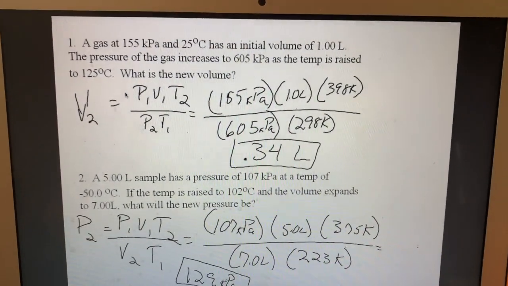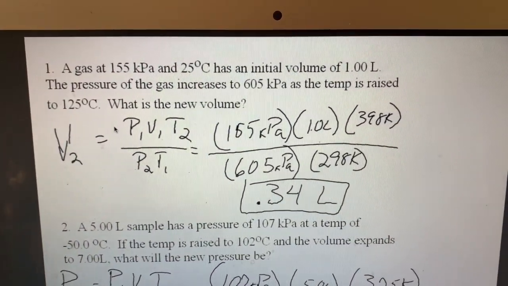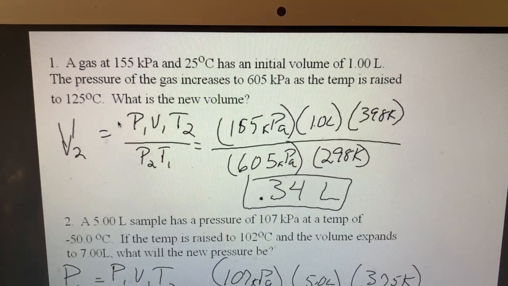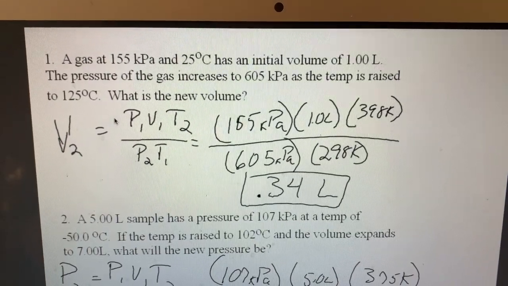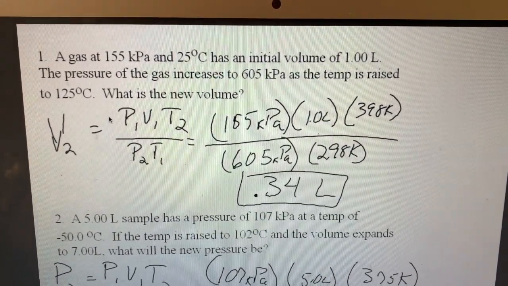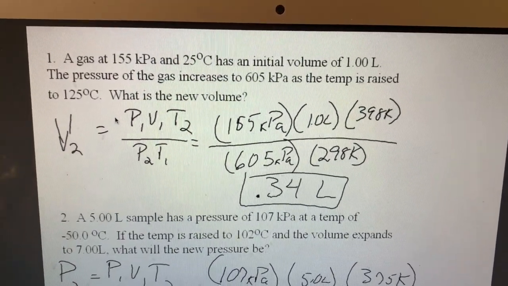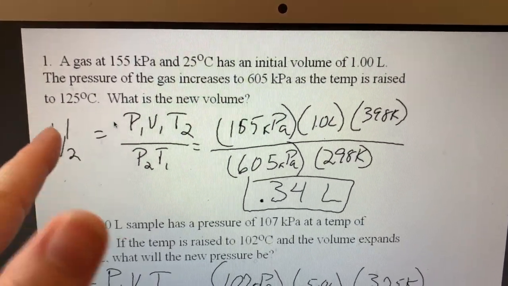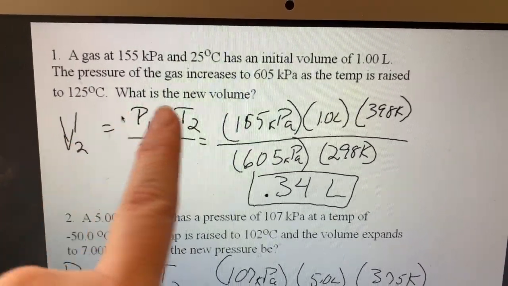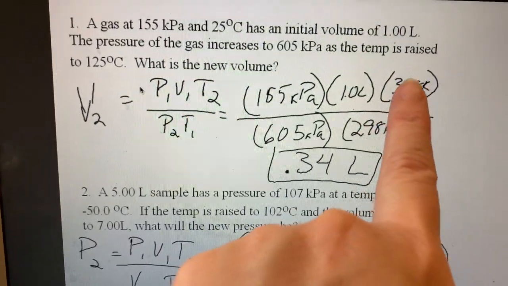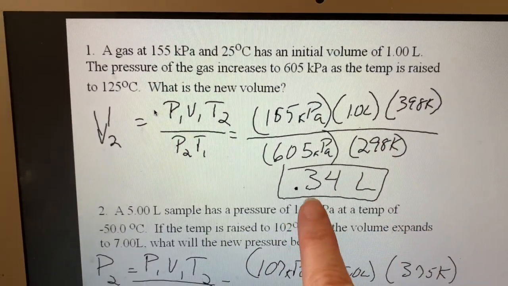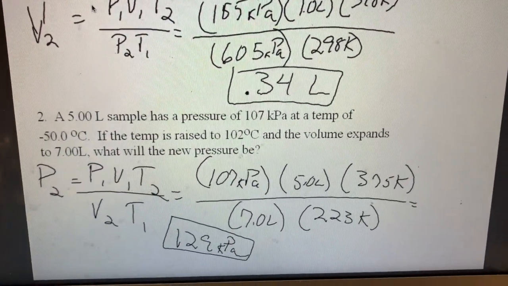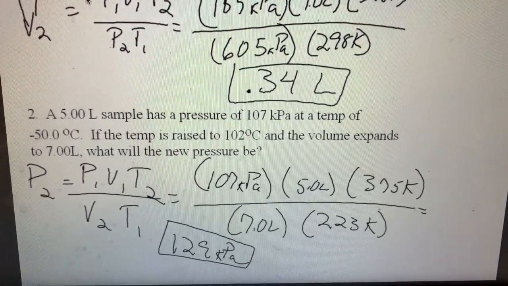Okay, so here we go. Number one, a gas at 155 kilopascals and 25 degrees Celsius has an initial volume of 1 liter. The pressure of the gas increases to 605 as the temperature is raised to 125. What is the new volume? Well, I can see all my variables are changing. I want to use that combined gas law. I'm solving for V2. Again, I like to do my algebra first. I'm then going to plug those numbers in, remembering to change my Celsius to Kelvin, and you should get about 0.34 liters.